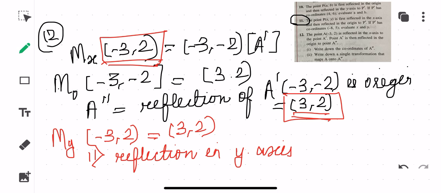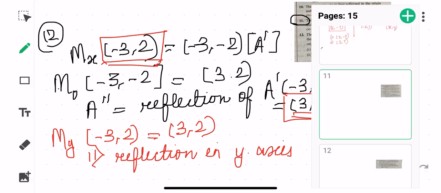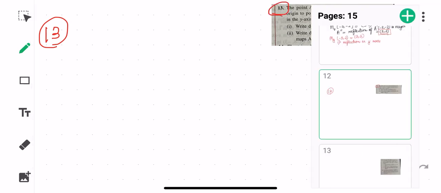Now we will be doing what? We will be moving to the next question. Okay, so this is question number 13. In question number 13, the question says what? The point A (4, 6) is first reflected in the origin to point A dash. Point A dash is reflected. Okay, so this is a very similar question, children, to the one we have done now. So question number 13 can easily be taken as homework. We'll now be moving to question number 14.